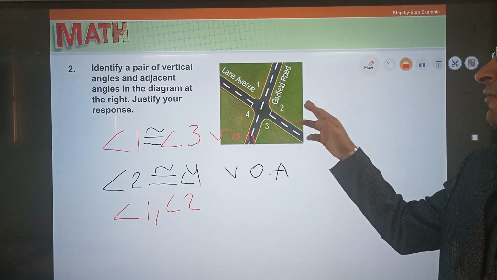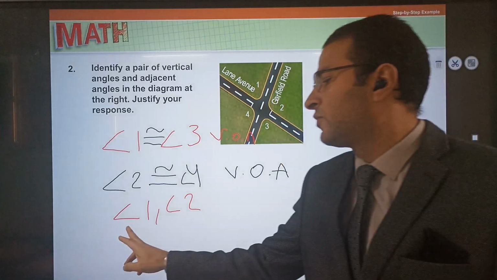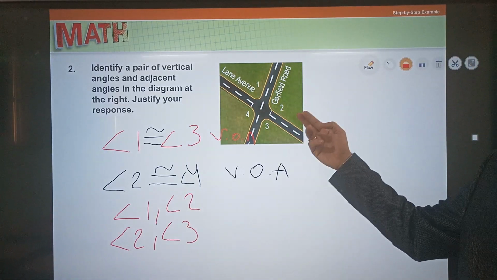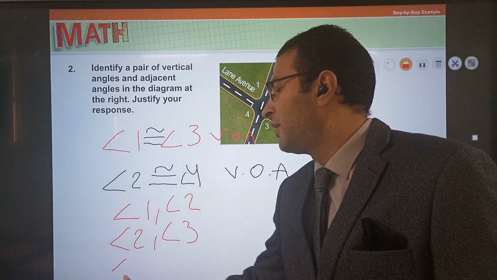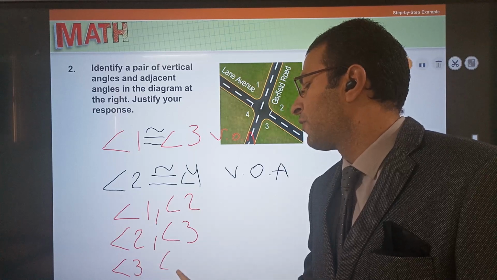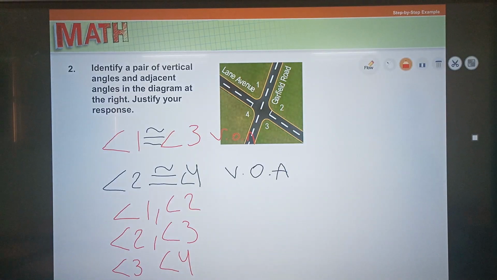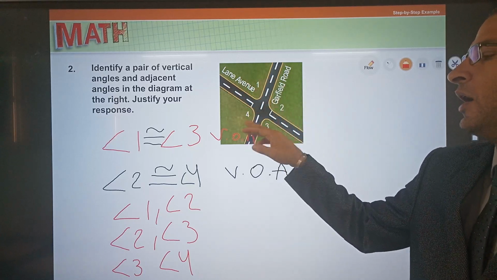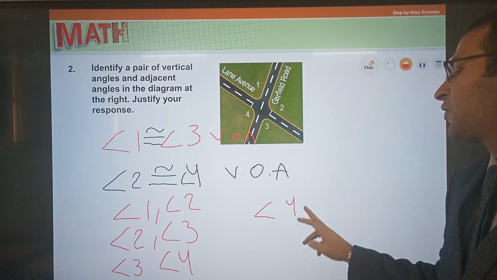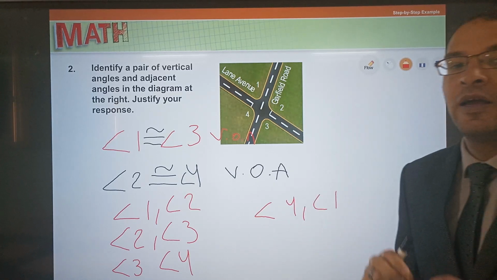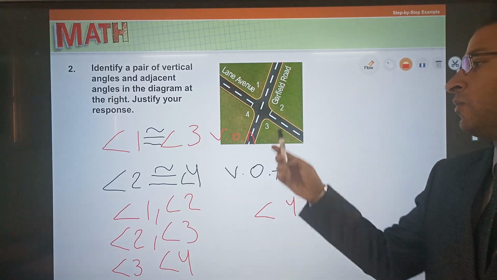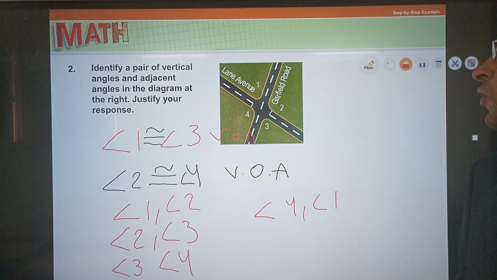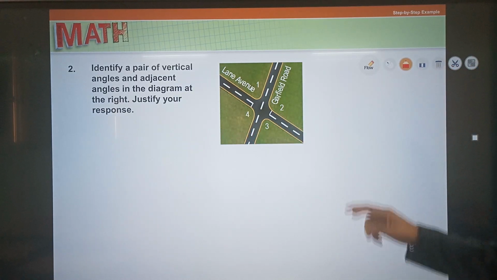After that, we have angle 2 and angle 3. They will be adjacent. What else? I have angle 3 and angle 4. This couple, this pair, will be adjacent angles. So again, 1 with 2, 2 with 3, 3 with 4, and at last we have 4 with 1. So the couples of angles like 1 and 2, 2 and 3, 3 and 4, and 4 and 1, all of them will be adjacent angles.